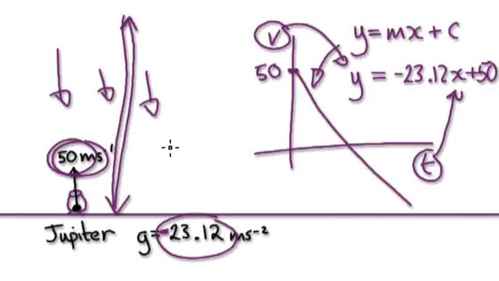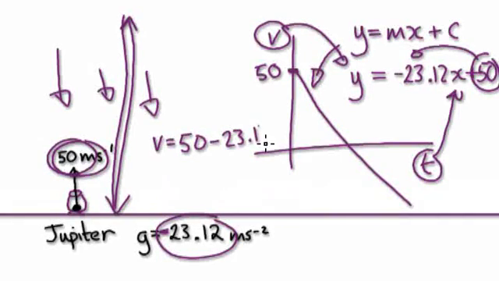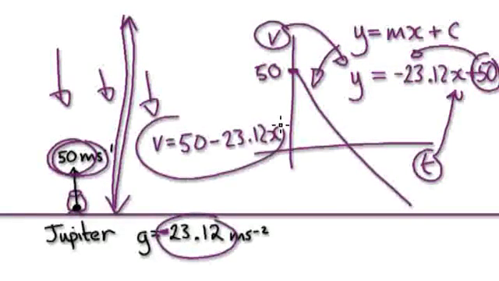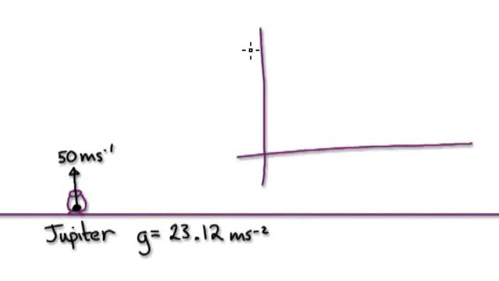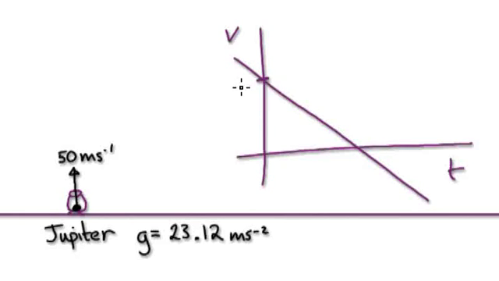So the equation for this line, substituting v for y and t for x, is v equals, and I'm just going to switch these two around so it looks neater, 50 minus 23.12t. This is the equation for this straight line. Let me just quickly tidy this up. So when you start with a problem like this, just quickly sketch the velocity time graph, and it should look something like this. This is 50 here, because the initial velocity is 50.